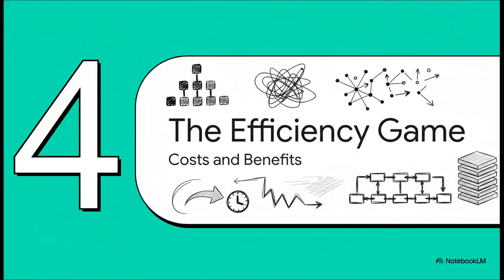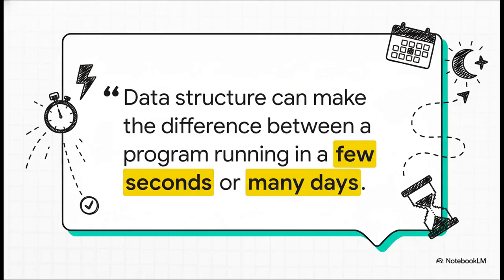And let me tell you, this choice is not some minor nerdy detail. The decision about which data structure to use can have absolutely massive consequences for how well a piece of software actually works. Just let that sink in for a second. We're not talking about the difference between a program running in 1 second or 2 seconds. We're talking about the difference between a few seconds and many days. This is why it's one of the most critical decisions a programmer can possibly make.